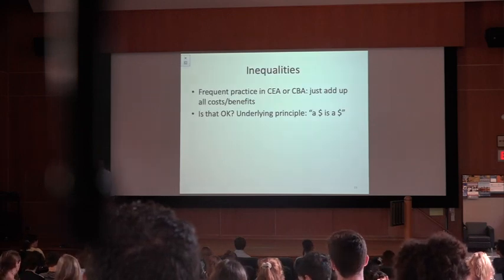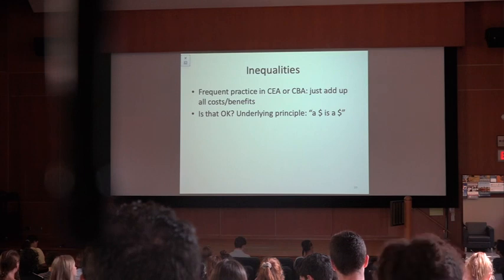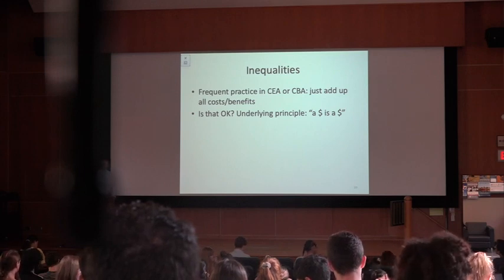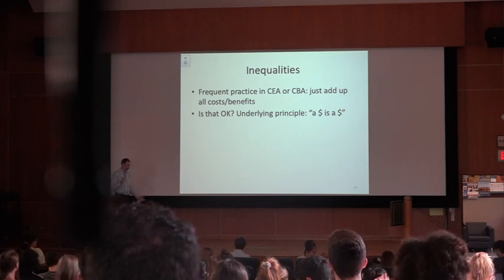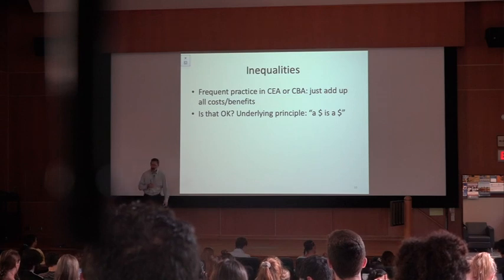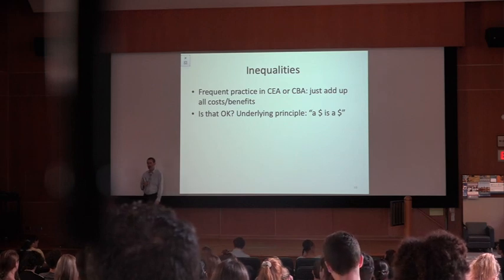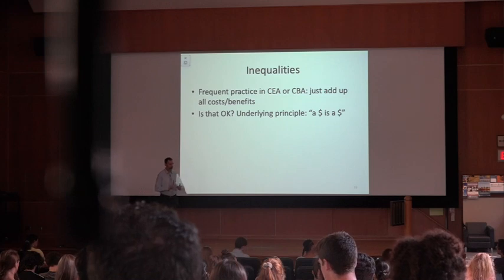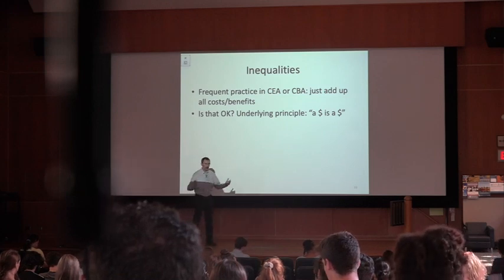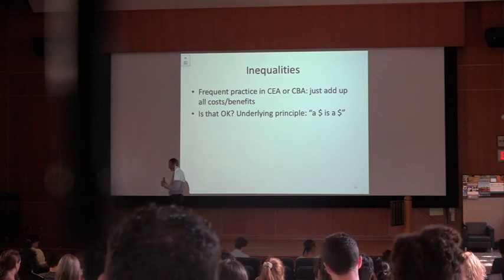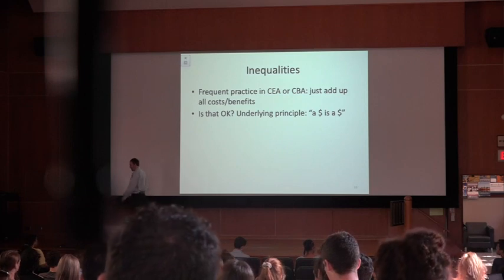So there is a frequent practice, and I would say a too frequent practice, in cost-effectiveness analysis and in cost-benefit analysis together, which is just to add up the costs and or the benefits without worrying about the distribution. So you just add up everything. You compute a big cost, or you compute the net balance sheet of total benefits minus total cost, and that's what you do.